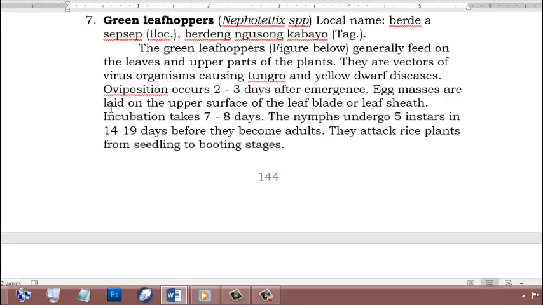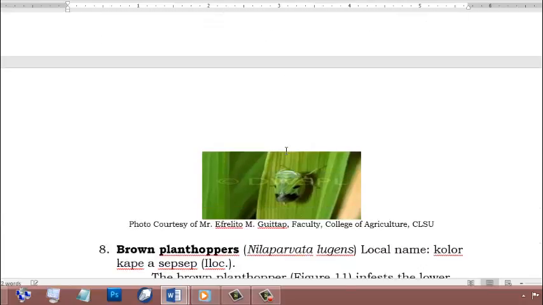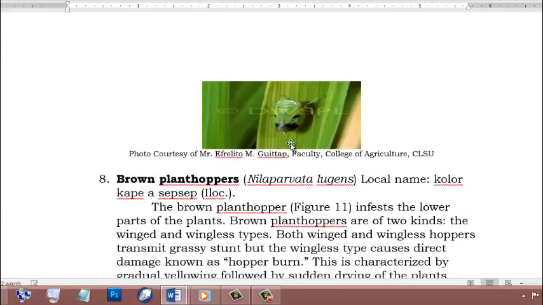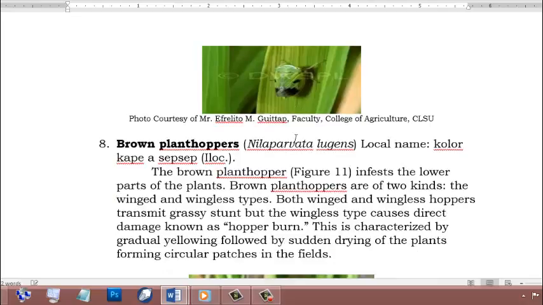Oviposition occurs 2 to 3 days after emergence. Egg masses are laid on the upper surface of the leaf blade or leaf sheath. Incubation takes 7 to 8 days. The nymphs undergo 5 instars in 14 to 19 days before they become adults. They attack rice plants from seedling to budding stage, when they start to bear.